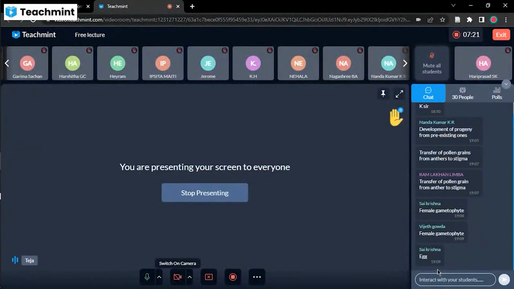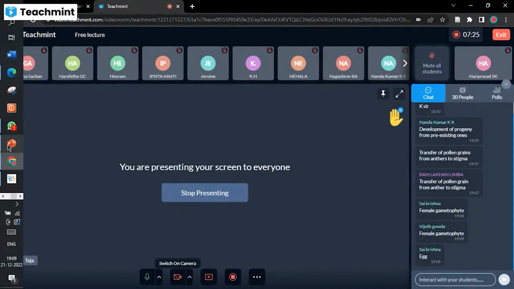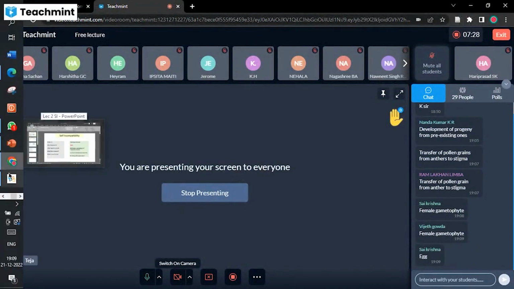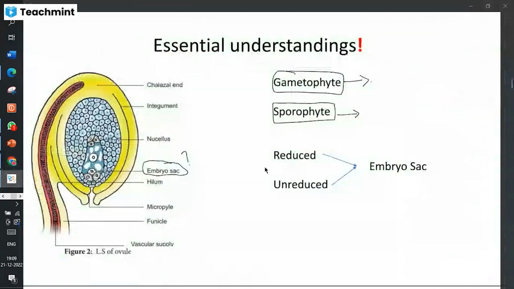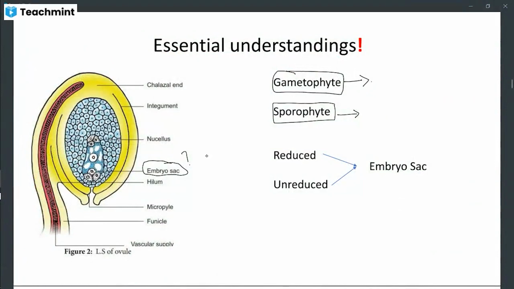Yeah, egg cell. Prabha, you can unmute and answer. Yes, egg cell. So in case of male, what is your gametophyte? What do you call it? Anyone? Yeah, you can answer. Whereas in case of your male, what is the gametophyte?